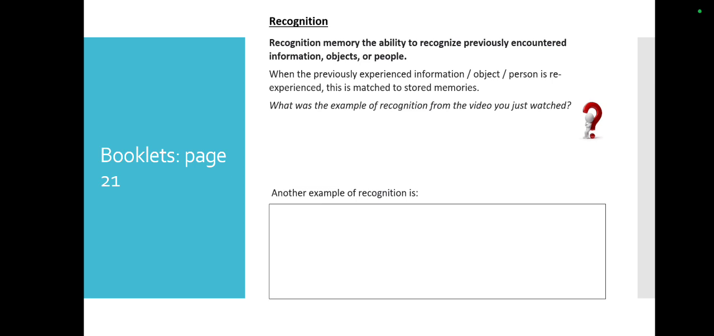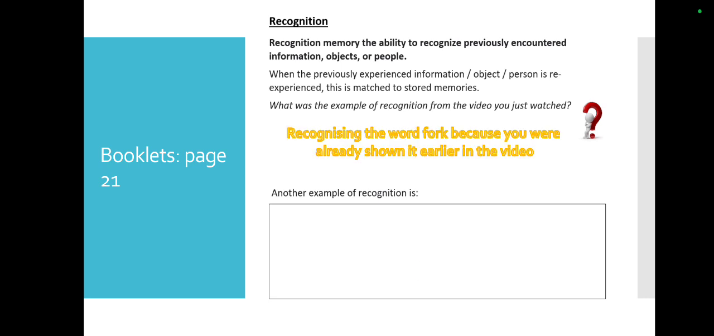So recognition memory, as I've said on the previous slide, is the ability to recognise previously encountered information, objects, people, places, facts, etc. So when you previously experience information and it's re-experienced, it gets matched to what you've already stored. So the example of recognition from the video clip that you've just watched is being able to recognise the word fork because you were already shown it earlier in the video.